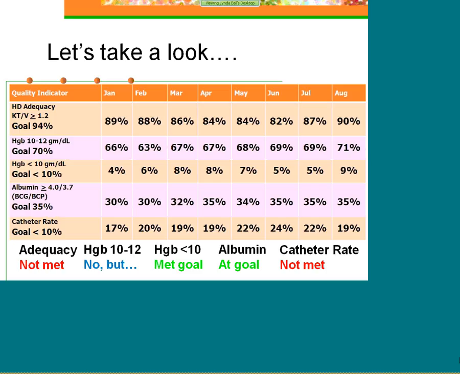So, which indicators of these will you choose to work on then? Catheters. Catheters, what else? Adequacy. Adequacy, and what else?